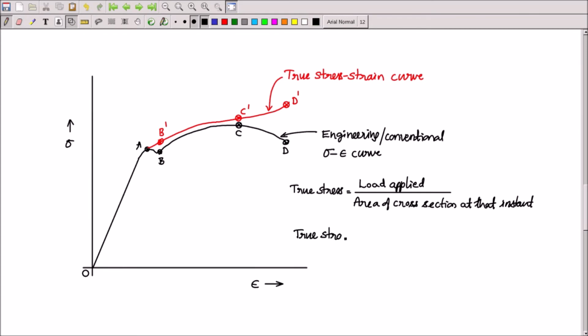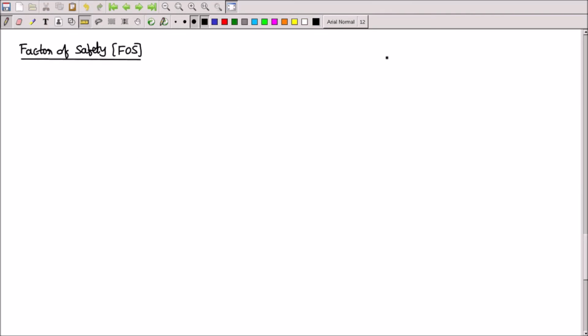And true strain, if you want to define, it is the ratio of change in gauge length and the instantaneous gauge length. Factor of safety. I will just give you an example. Let us take an example of a chair. This is manufactured by some company, let us say company A.